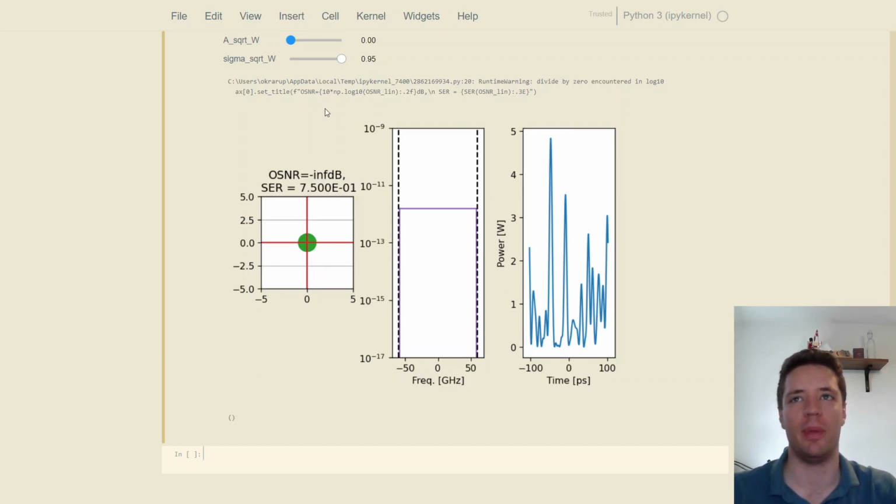But the point is that you can see that if we increase the noise way too much compared to the signal, then all of these 4 constellation points merge into the center. And that's why we have a symbol error rate of 3/4, because if we actually have a symbol intended for the first quadrant, it has an equal chance of landing in each one of these. So we have a 25% chance of getting it correct, and therefore a 75% chance of getting it wrong.